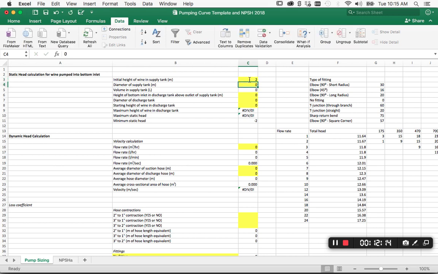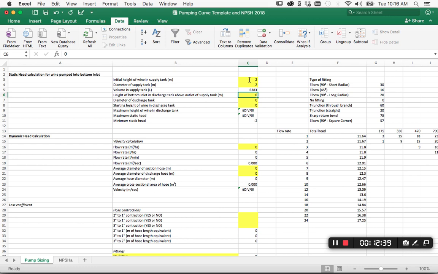Diameter of the supply tank, they're 2 meters. So it's calculated the volume of the supply tank straight away. We need to know that because, when we know the diameter of the discharge tank, it'll actually tell us how high that volume of liquid will go in the discharge tank. And we need to know that to work out static head.